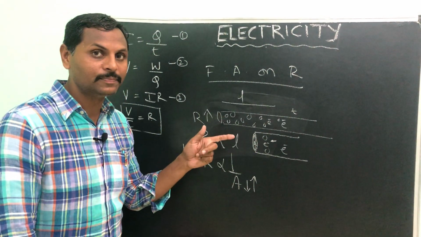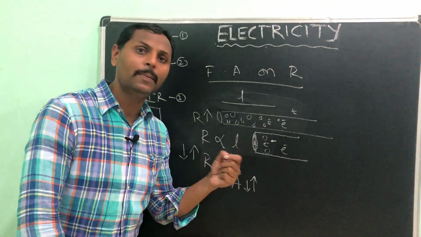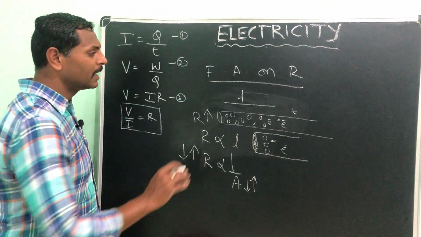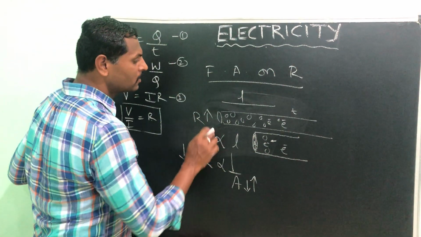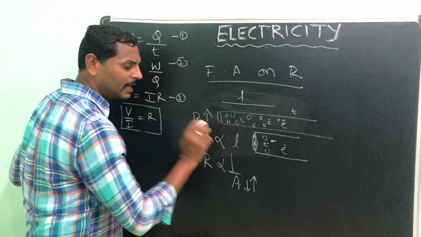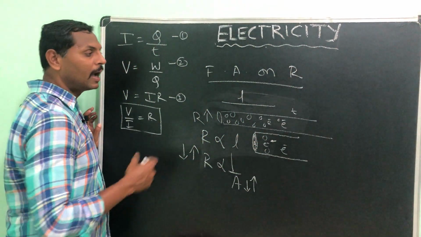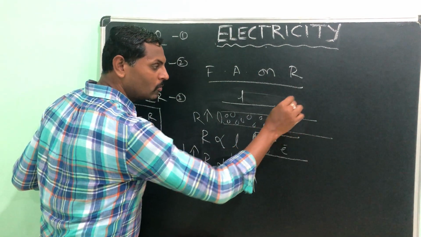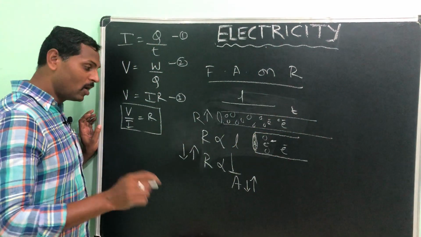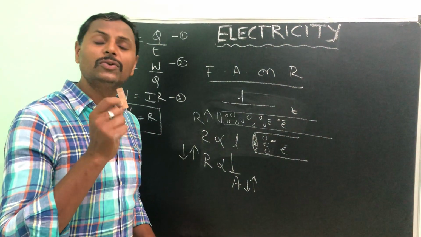Understood? In alloys, you know what alloys are? It is a homogeneous mixture of metal and metal, or metal and non-metal. Here I am talking only about a conductor. So resistance is directly proportional to the length of a conductor, inversely proportional to the area of a conductor, and temperature also. One more thing, the material which I am taking also matters here.